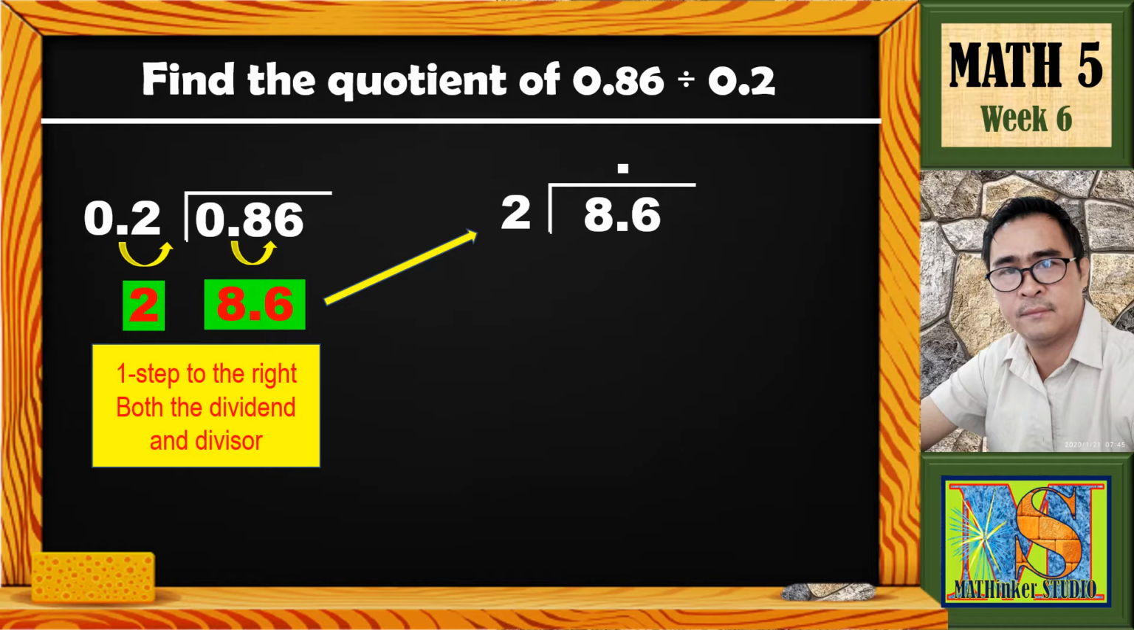Then, let us divide 8 divided by 2 is equal to 4. Then, 4 times 2 is equal to 8. Then, let us subtract. 8 minus 8 is 0. Huwag na nating ilagay. Bring down 6. 6 divided by 2 is equal to 3. Then, 3 times 2 is equal to 6. Then, subtract. 6 minus 6 is equal to 0.